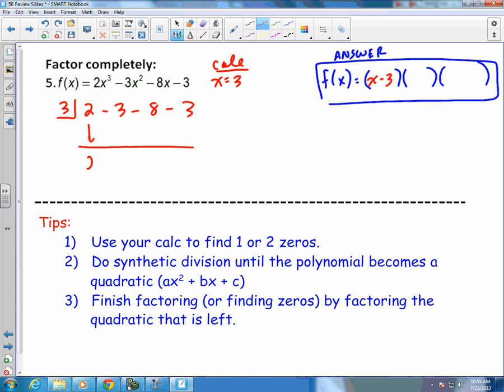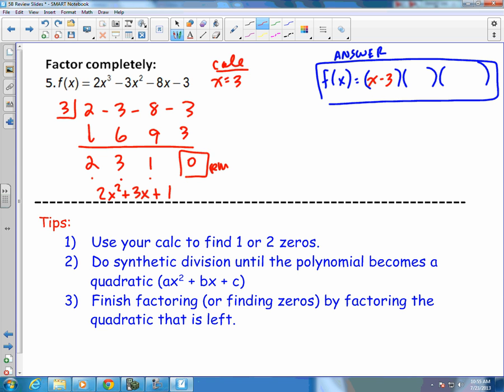So this comes down. And here's the process. 3 times 2 makes 6. Negative 3 plus 6 is 3. 3 times 3 is 9. Negative 8 plus 9 is 1. 3 times 1 is 3. And here's your key: if that remainder is 0, you know you did it right. So now that's my remainder. Here's my constant, here's my x, and here's my x squared. So this is my new equation. All I'm left to do now is to factor that, okay?